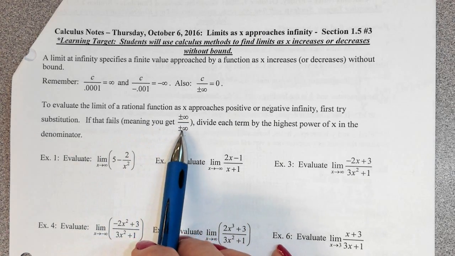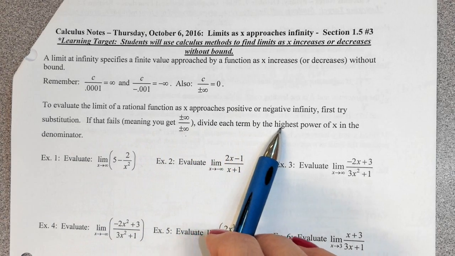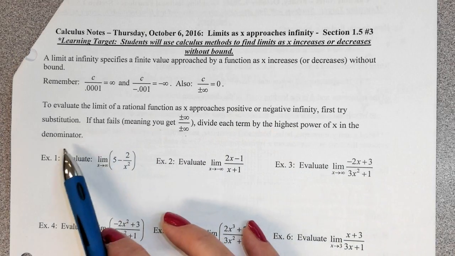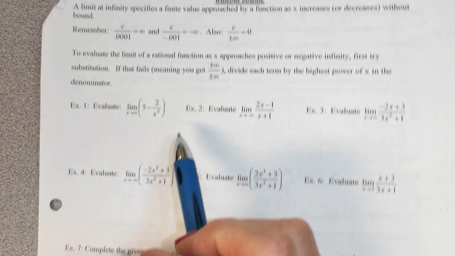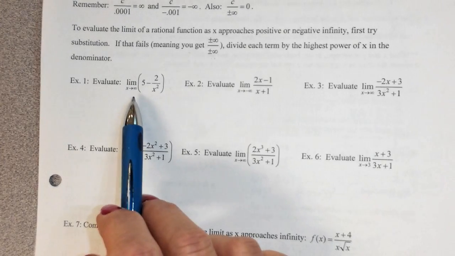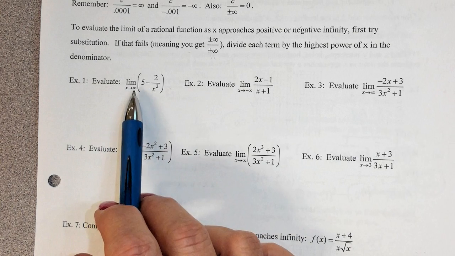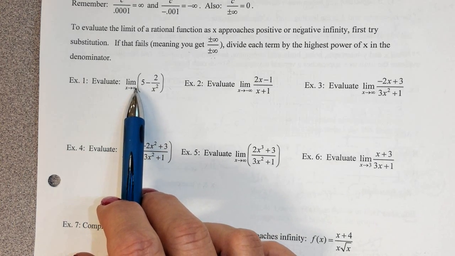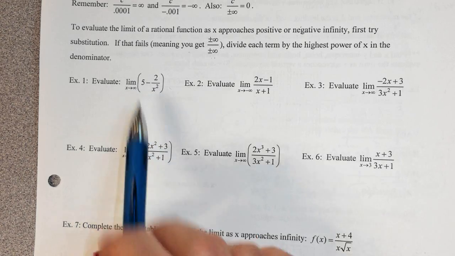So if this happens, here's what we're going to do. Divide each term by the highest power of x in the denominator, and then use substitution again. So let's look at some examples of how this is going to work. First, we're going to plug in infinity. What we're trying to do here is find what y value the function approaches as x gets larger and larger and larger. So I'm going to plug it in.